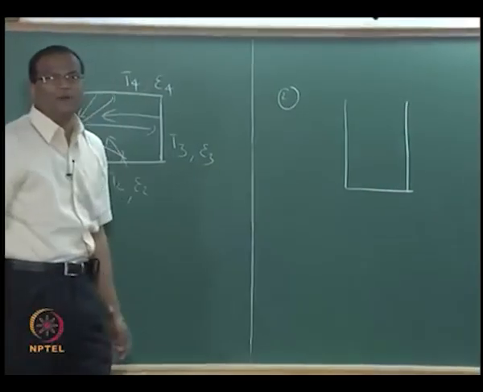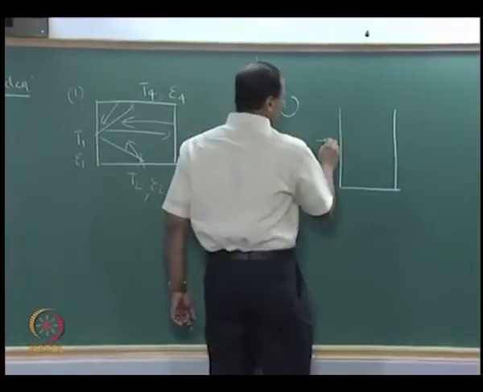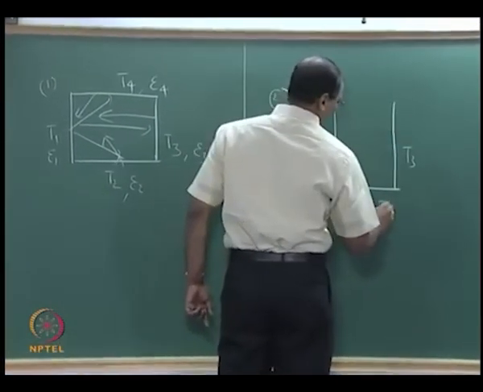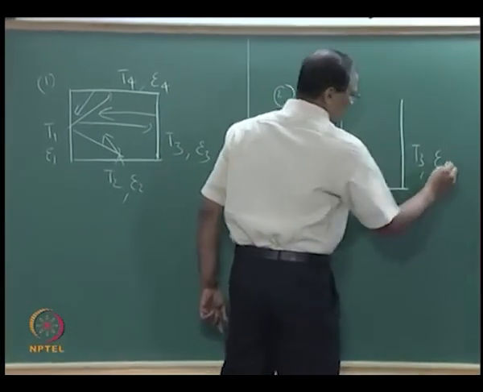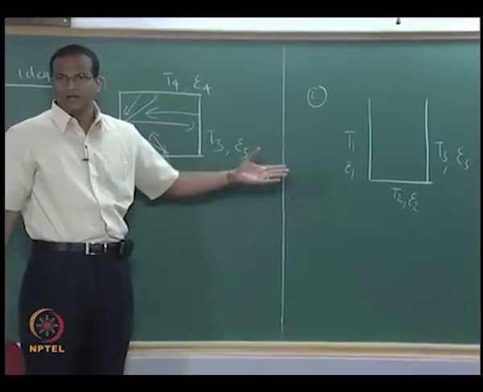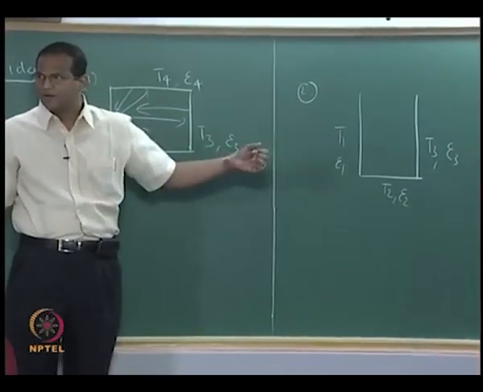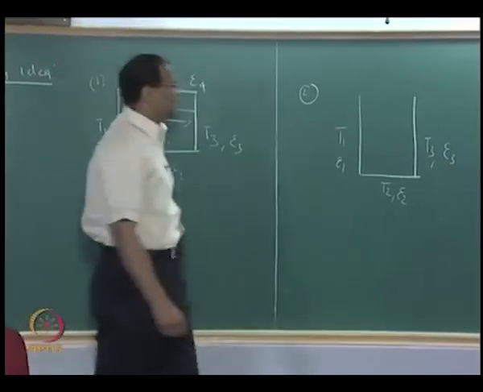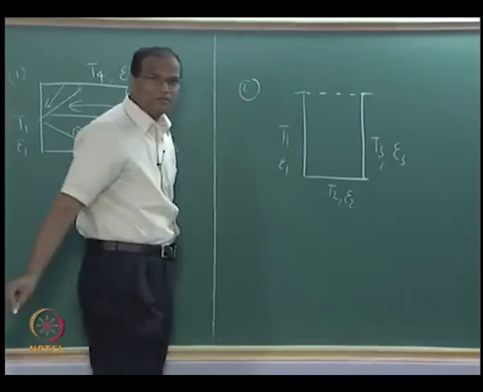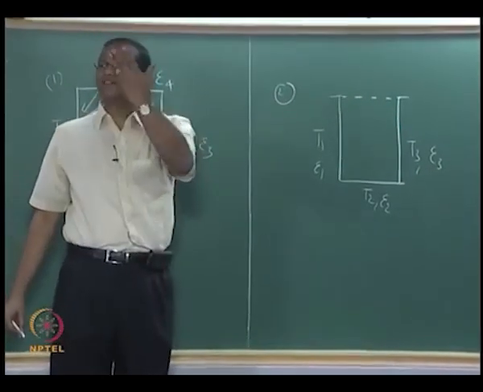Suppose you have what is called an open cavity like this. There are 3 surfaces T1, T2, T3. The beauty of the enclosure theory is, now it is not an enclosure, right? It is like an open cup, whatever. The beauty of the enclosure theory is you close the top. You close the top by an imaginary surface.